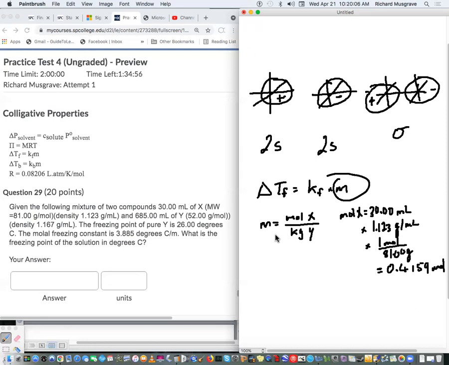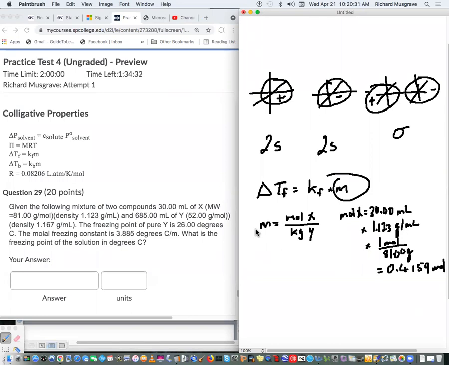Let me know how you feel about that. How do you feel about the moles? Just the moles so far, moles of X. How do you feel about it? 5, 4, 3, 2, 1. Oh, that's really good, isn't it? Look at that. Okay.